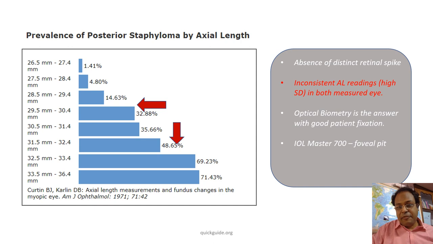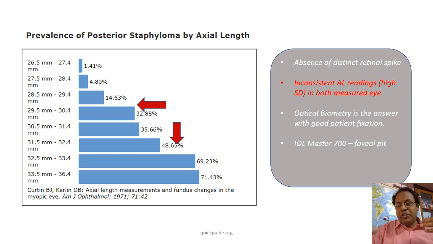Now, if you do not have a B scan, how would you understand that this patient may have a posterior staphyloma? That's my question over here. If the B scan has not been done, you will understand that this patient may have a posterior segment anomaly if there are very inconsistent axial length readings. If the standard deviation of the axial length readings is very high, then you may be almost certain that these patients may have a posterior segment anomaly.